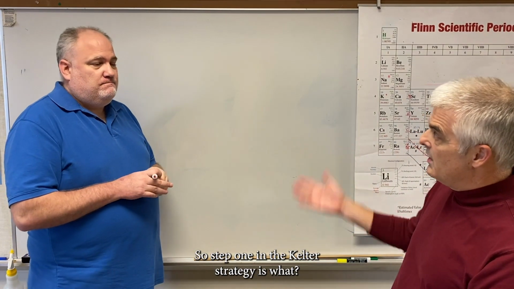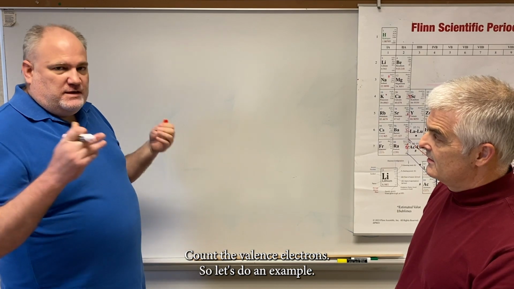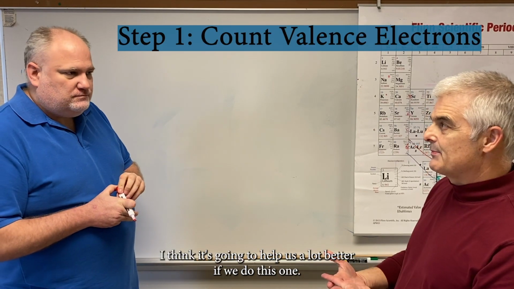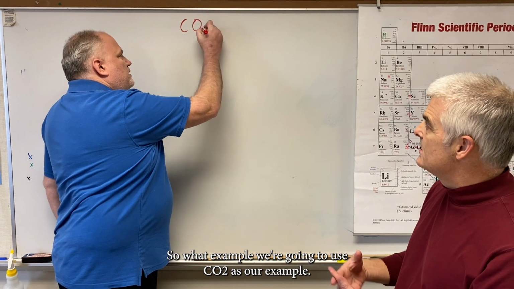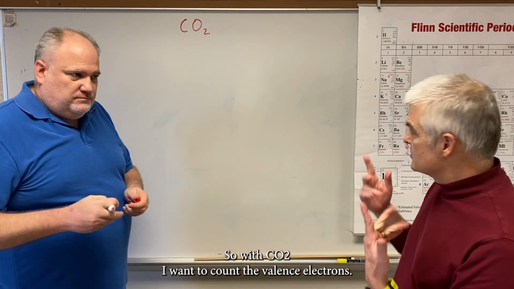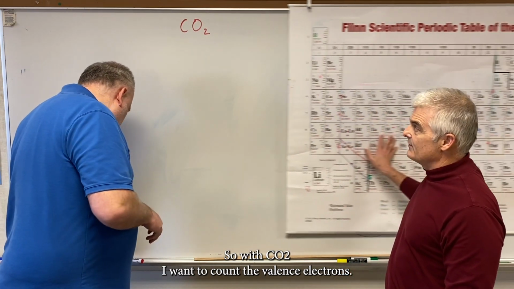So step 1 in the Kelter Strategy is what? Count the valence electrons. Let's do an example; I think this is going to help us a lot. Number 1, you want to count the valence electrons. We're going to use CO2 as our example. With CO2, I want to count the valence electrons.